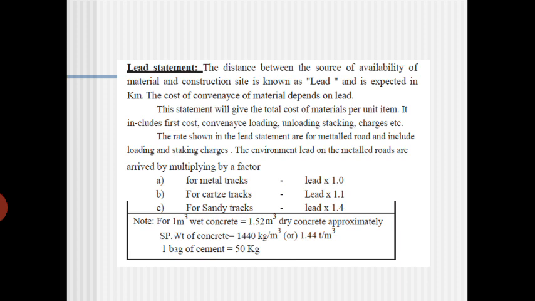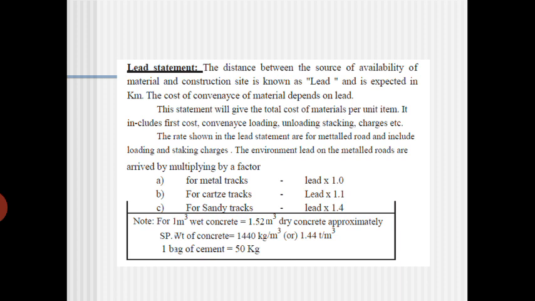They have given only an ABC classification, but normally if you go to the PWD rates, they have around 7 to 8 classifications, even for cement concrete roads. They have three classifications based on the cement ratio used, whether it's 1:2:3, 1:2:6, or 1:2:8. In those proportions, whether you use M20, M40 or M60, it depends on what kind of road you are building. They have classified it and added these factors. Whenever you consider the lead statement, you have to multiply and add the transportation charges.